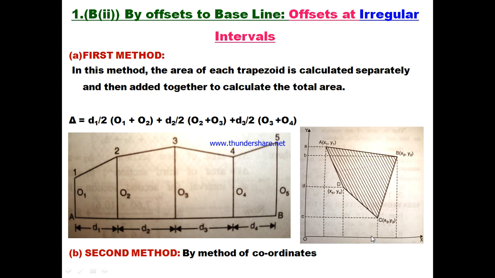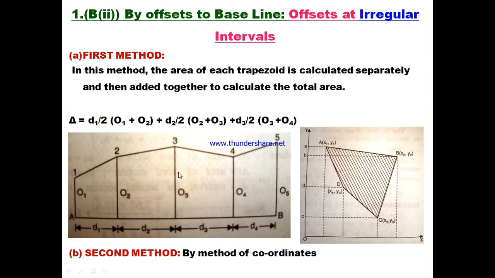In a similar manner, we will deduct the area of AADD and the area of CCDD. So what will be the area of CCDD? The area of CCDD will be equal to 1 by 2 times (y4 minus y3) into (x4 plus x3). So with the help of this coordinate system, you can easily determine the values.